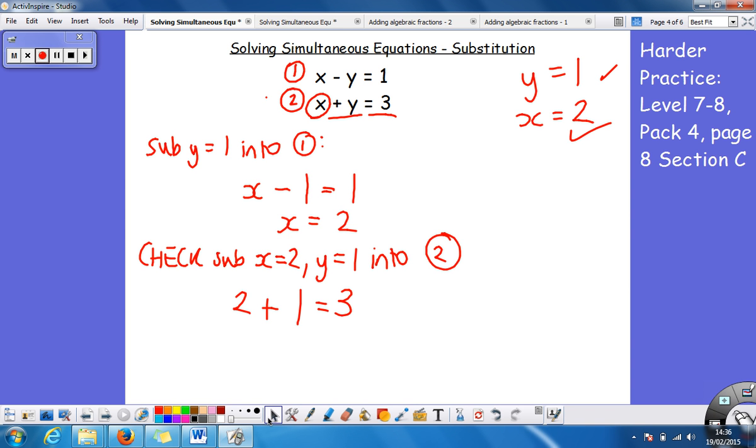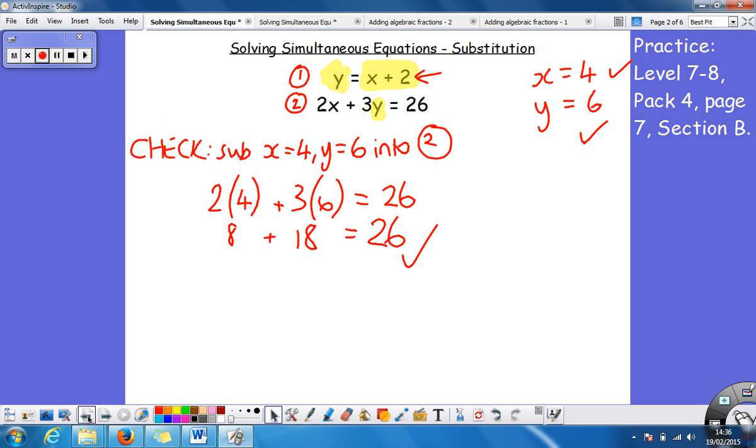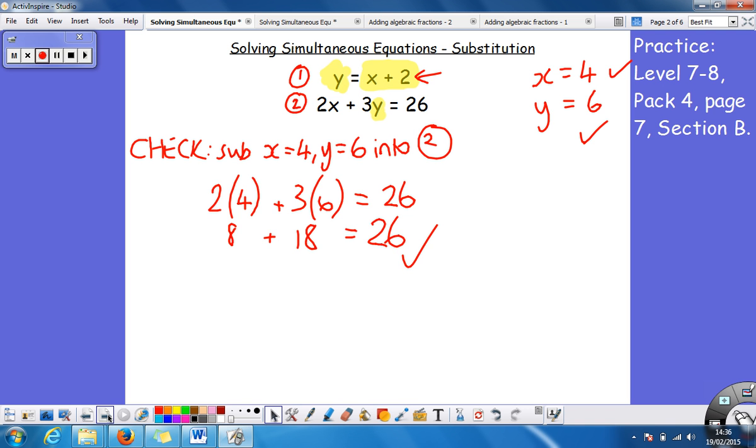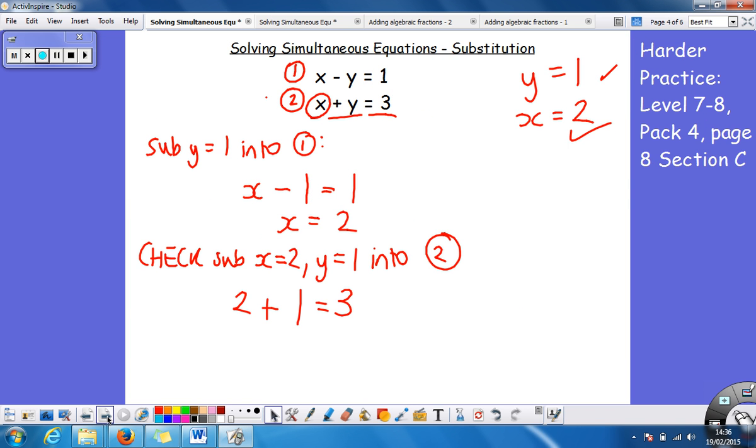Okay, if you need to practice any of these examples, you can see the references on the different questions. So you're looking at section A for the first type, where the y or the x is already the subject. Section B, where x or y is the subject in only one of your equations. And then if you want to start to look at the harder ones, then you're looking at section C, so the ones we have to rearrange first. Okay, close your video, have a go.